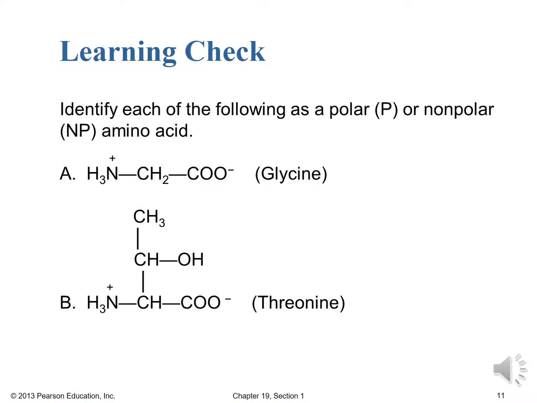Okay, so now that we've discussed all those different R groups, it's time for a learning check, and this time we're going to identify each of the following as a polar or nonpolar amino acid. And generally, we denote polar as a capital P and nonpolar as capital NP. So look at glycine in A and threonine in B, and decide to which type of group you would classify each of those particular amino acids.